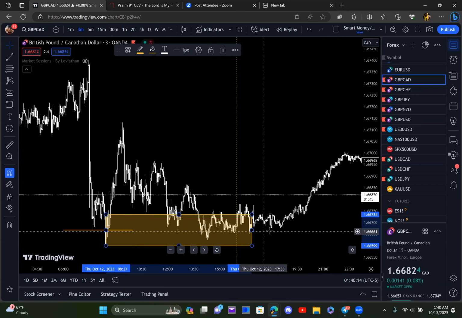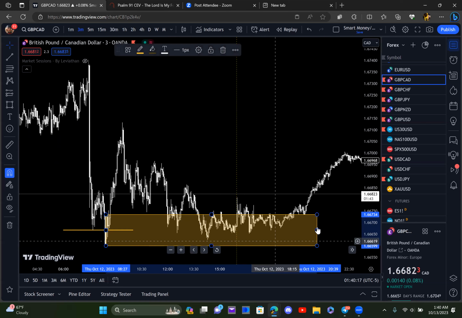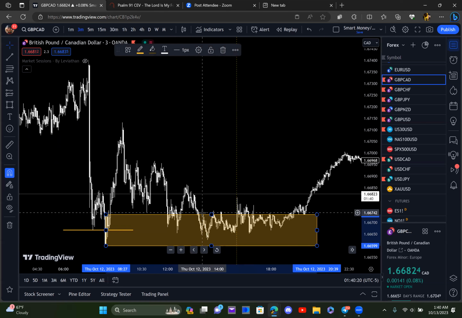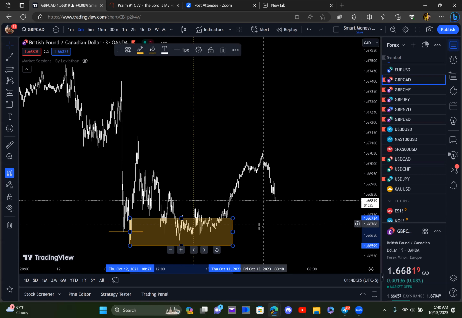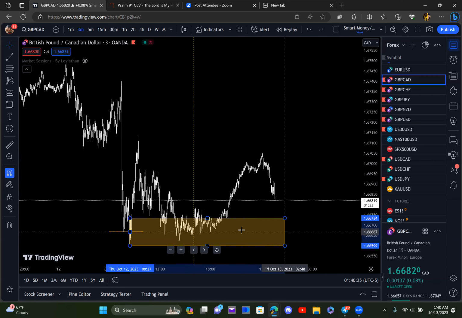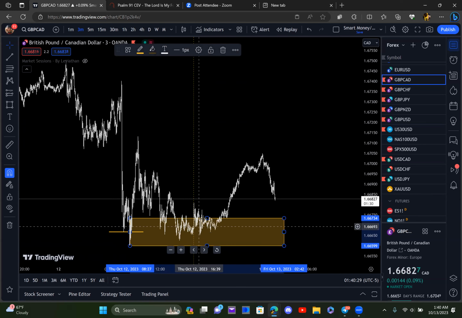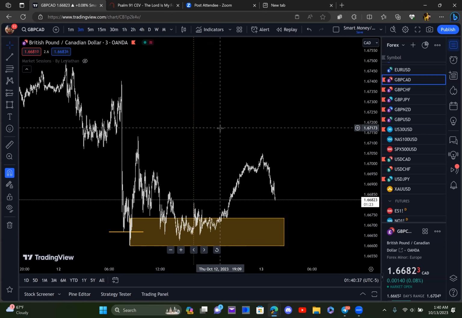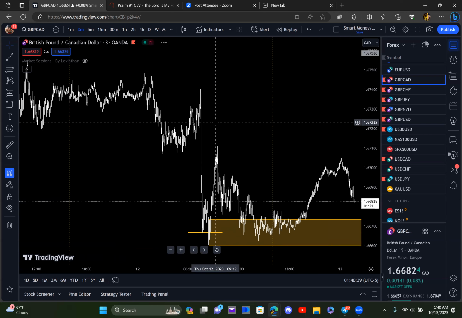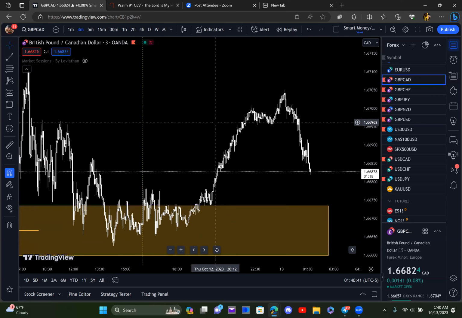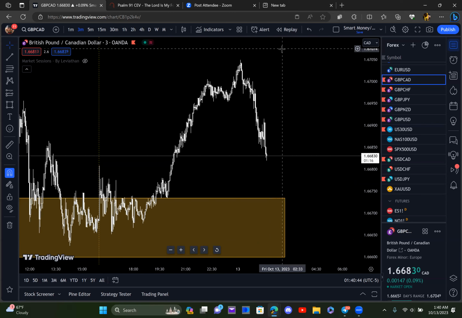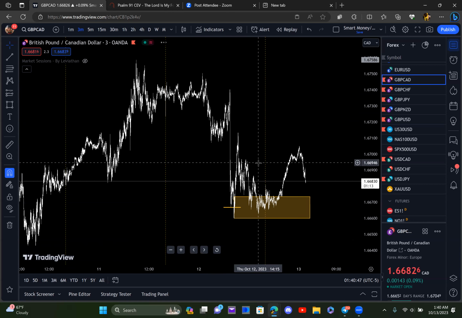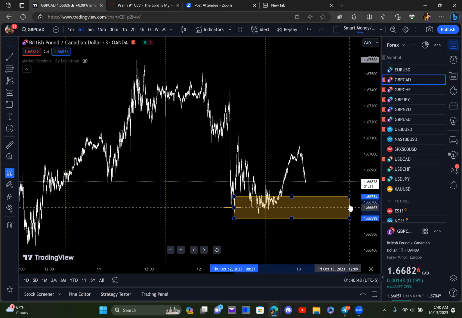Now, I don't really like this one too much because see how it got all choppy? I probably would have ended up getting out of this trade because it's so choppy. You don't want to see it chopping like that. When it's chopping, you want it to come and then go away. So this might not have been an ideal one. And I'm saying that, but it probably still will go up. I'm gonna just leave it.